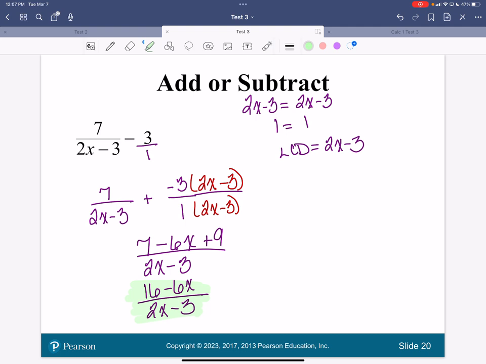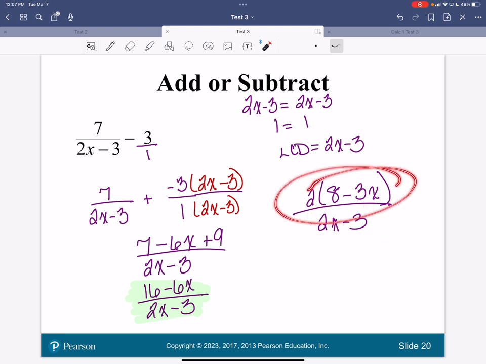Say that again. It can factor. You could take a 2 out, and so then you would be left with 8 minus 3x, but then I have 2x minus 3. You cannot cancel those two. Don't cancel those, because this has to stay as a unit right there. Okay? But it's good thinking. You are thinking correctly.